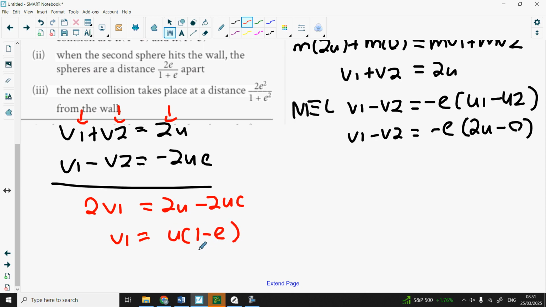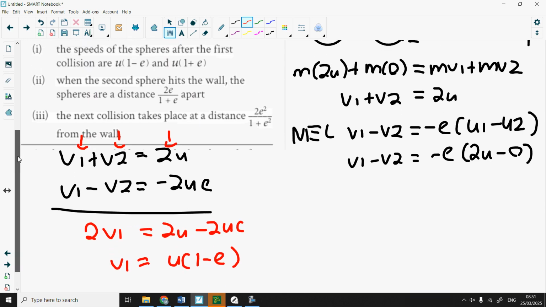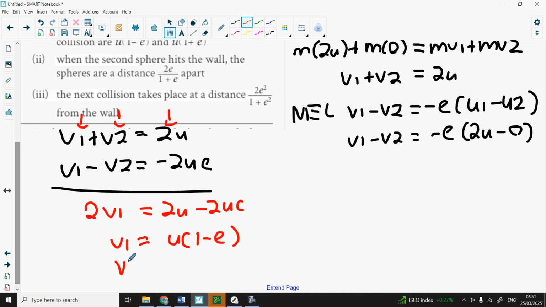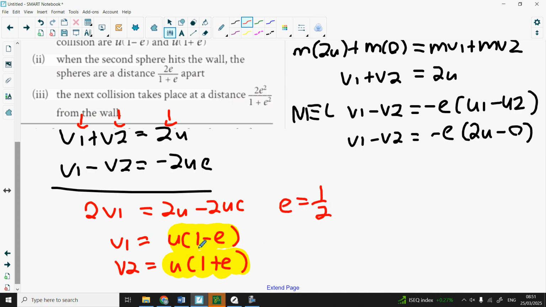Is that right? Now I'm just going to take a bit of a shortcut. Are you all able to sub it in and find V2? You happy enough with that? So I'm just going to take a shortcut. I'm just going to call V2 equals u1 plus e. Okay? Now, it's quite obvious, no matter what the E value, unless the E value is 0, that V2 moves faster than V1. Choose any E value you want, like a half. If E was a half, V1 would be a half U, while V2 would be 3 over 2U.